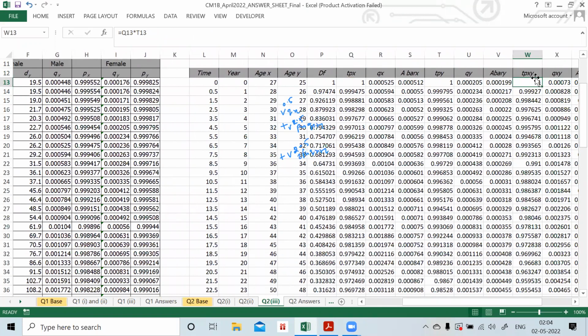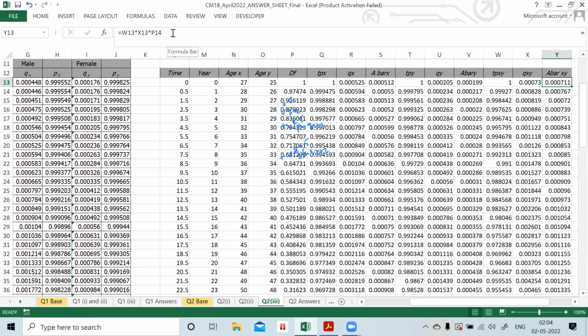And then we'll calculate TPXY and QXY. TPXY is nothing but TPX into TPY. QXY is nothing but 1 minus PXY. So we have to calculate PXY. Now what is PXY? It is 1 minus QX into 1 minus QY. So 1 minus the whole of this multiplied will get QXY, and then A bar XY is nothing but again v to the power 0.5 into TPXY into QXY.